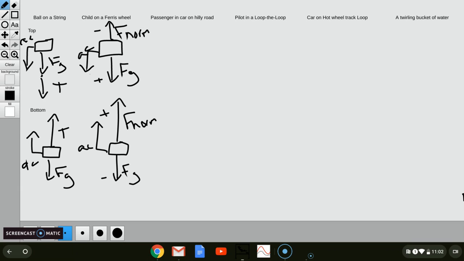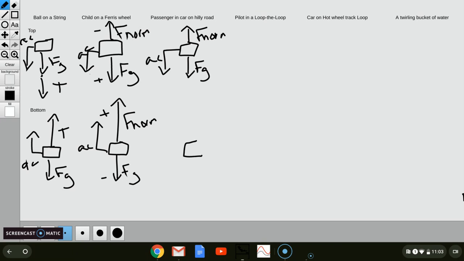All right, passenger on a hilly road. So we're going to assume the road looks something like this, and this would be the top, this would be the bottom. Assuming these are half circles, so it's still circular motion. Okay, so at the top, here's the car. We're going to have a force of gravity down. The road underneath, of course, is pushing up. Force of gravity has to be bigger again so that we can get a centripetal acceleration.